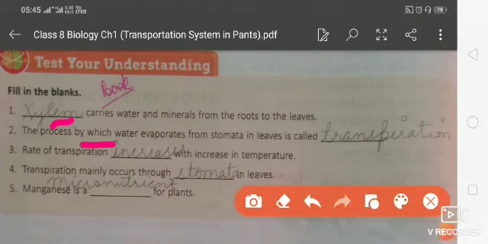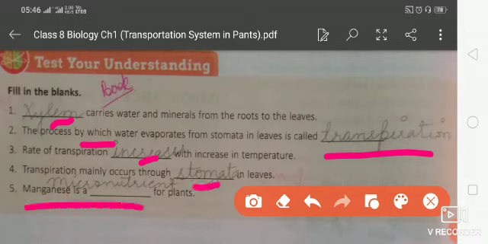Next one is the process by which water evaporates from stomata in leaves is called transpiration. Next, rate of transpiration increases with increase in temperature, and transpiration mainly occurs through stomata in leaves. And next one is manganese. It is a micronutrient.